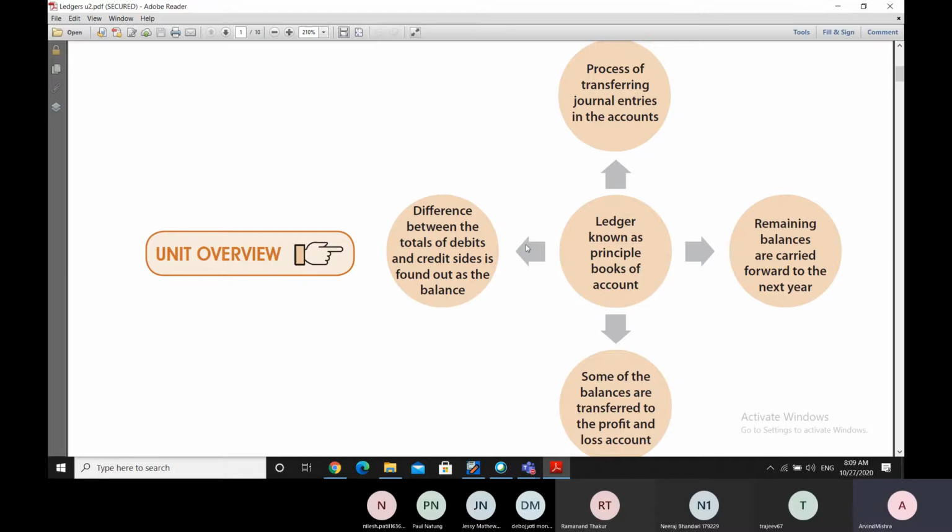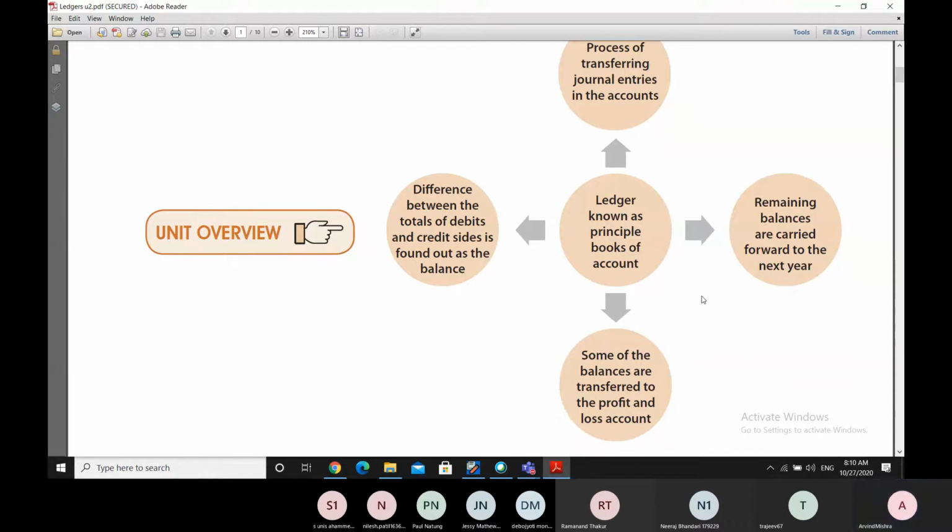In this unit, we'll also study how we take the difference between all the debits and all the credits of any account, and thereby we take the balance of that account. We'll also study how the remaining balances of every account are carried forward to the next year. We will also study how some of the balances of some accounts in the ledger are transferred to the profit and loss account.